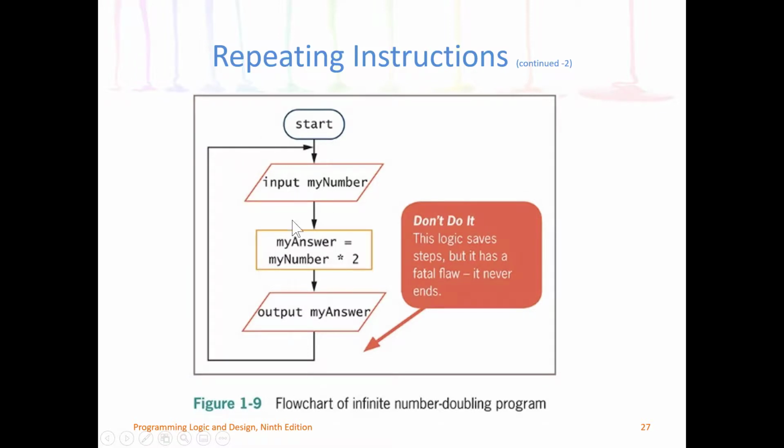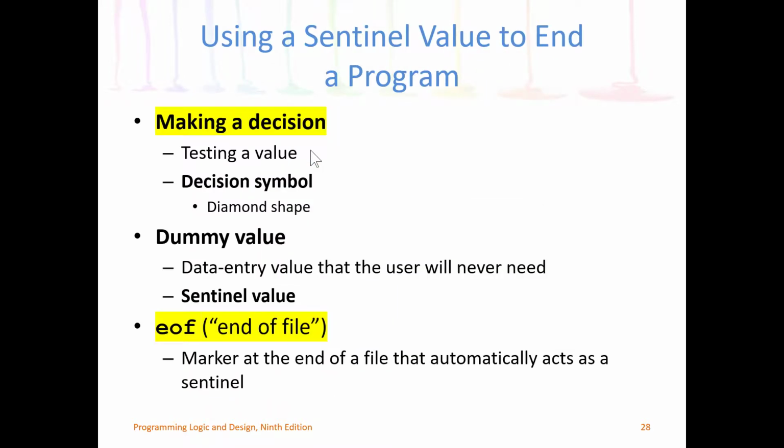Now, if we write a loop like this, which says do this step, do this step, do this step, go back around and do it again, the problem is this just doesn't do it 10,000 times. It does it forever until you kill the program. So we don't want to do it this way.